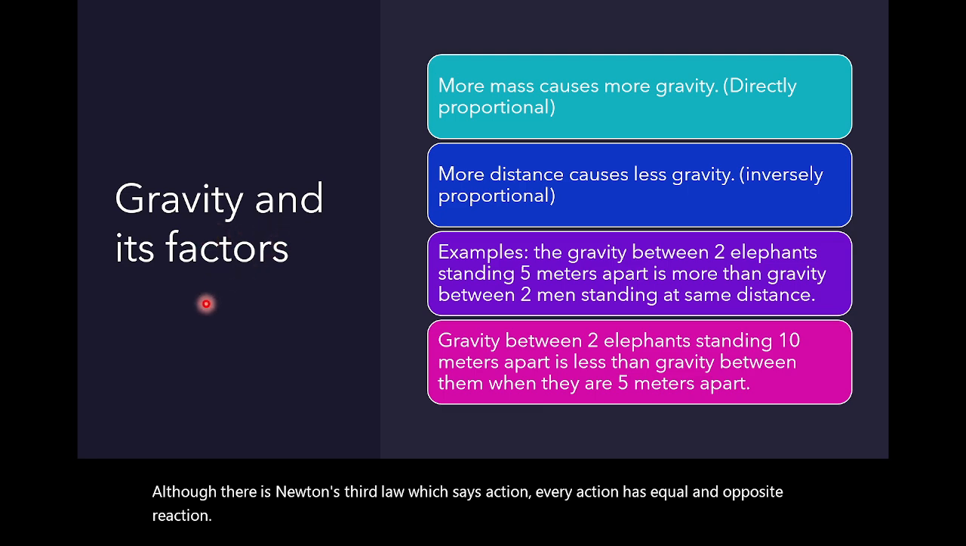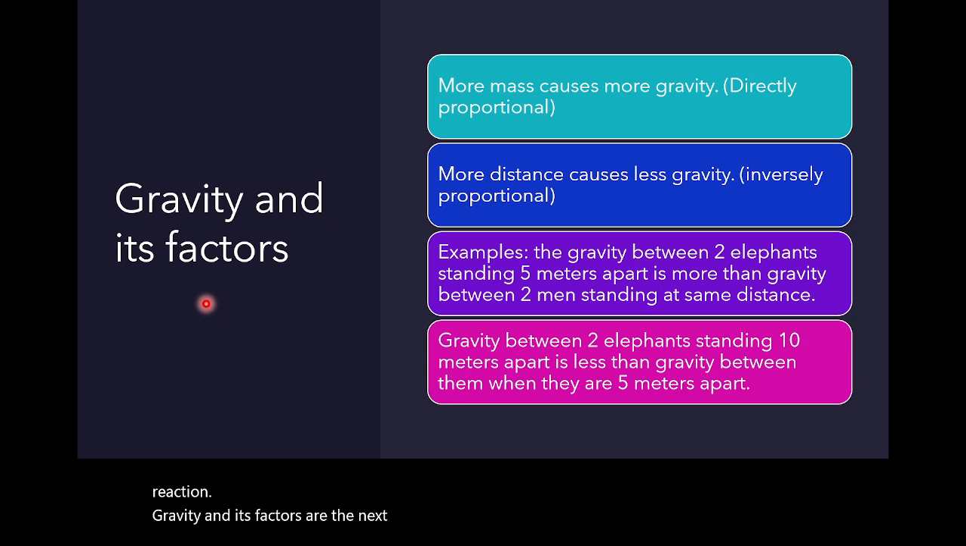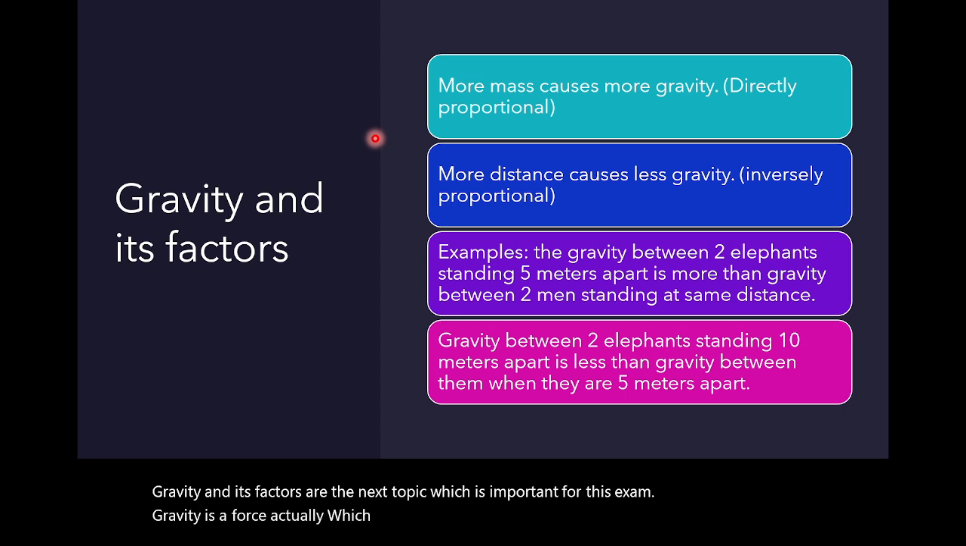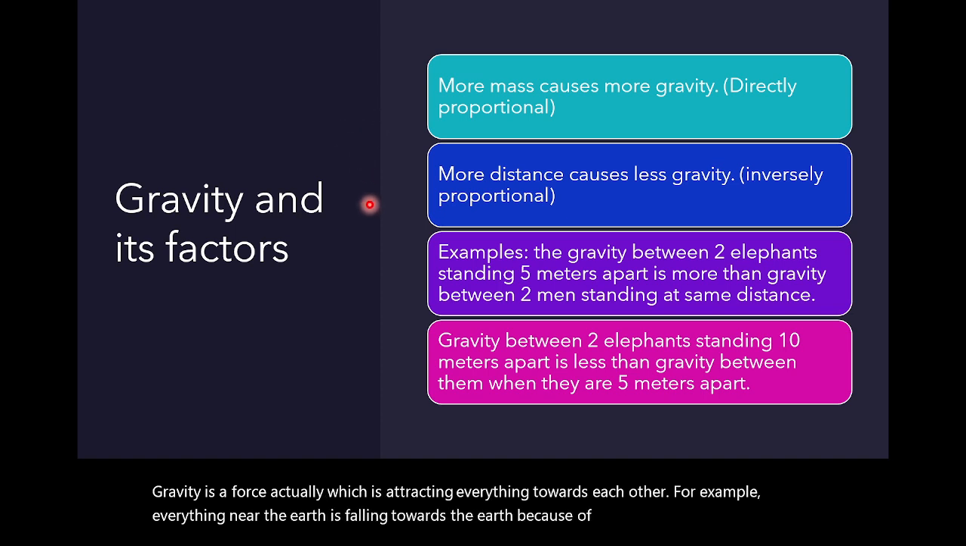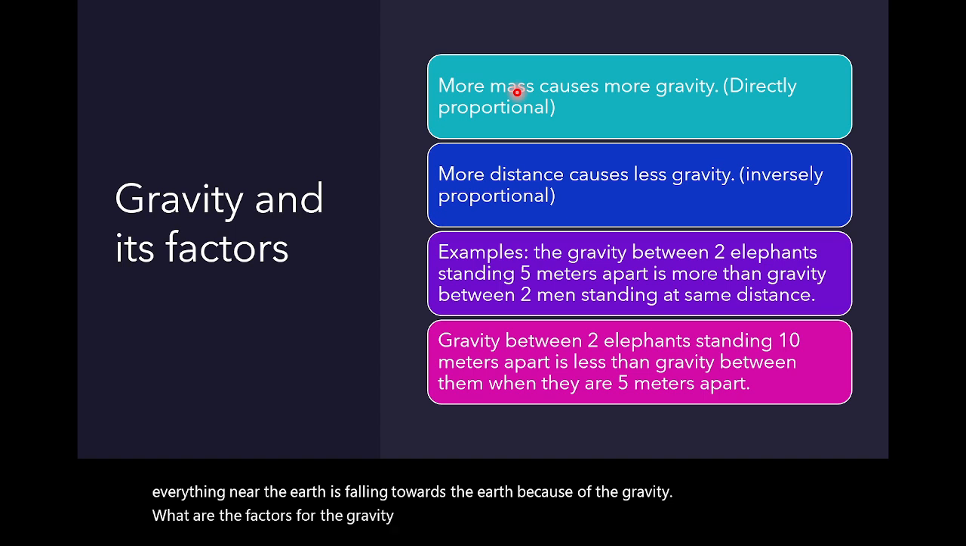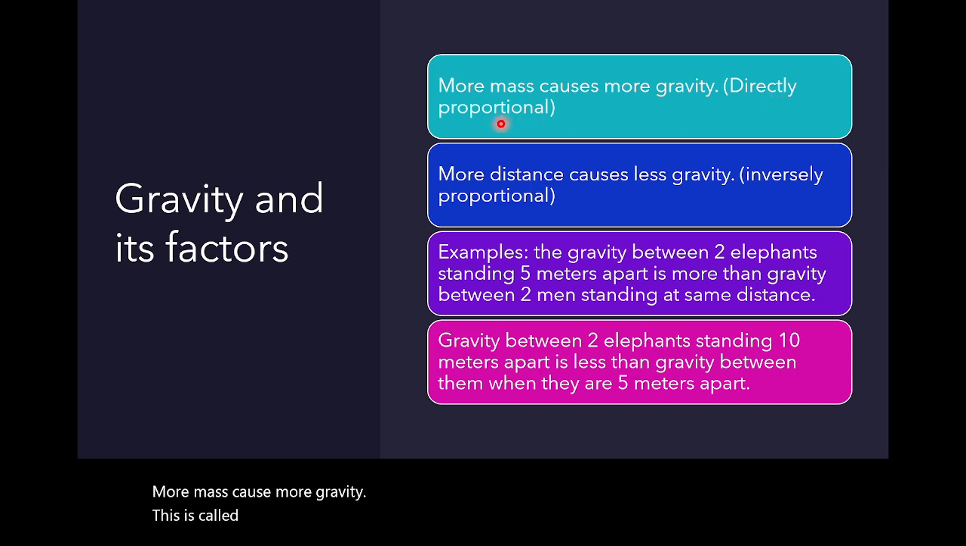Gravity and its factors are the next topic, which is important for this exam. Gravity is a force which attracts everything towards each other. For example, everything near the earth is falling towards the earth because of gravity. What are the factors for gravity? So the mass is one factor. Distance is another one. More mass causes more gravity. This is called a directly proportional relationship.